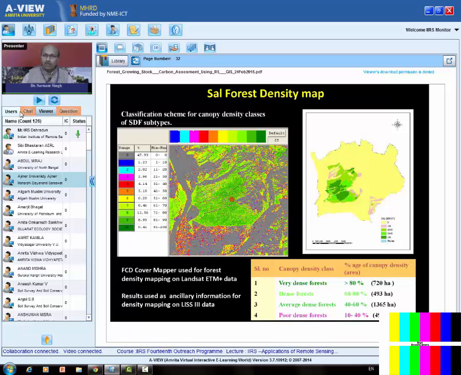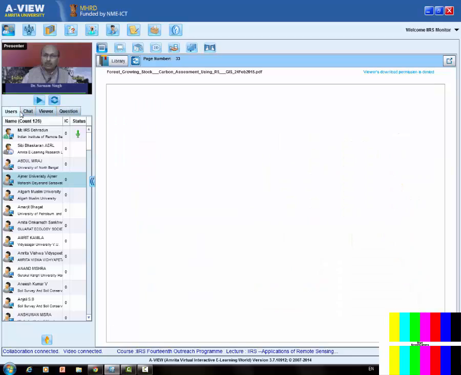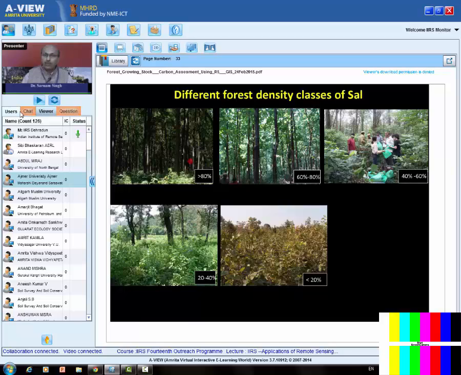Once you have this kind of information, you can integrate the density information with the type map, and then you can get a further homogeneous map. You can now look at the different densities. This is more than 80%, very dense forest. This is 60 to 80%. This is 40 to 60%. This is 20 to 40%, and this is less than 20%. So this is more or less open scrub with few trees here. This is scattered trees here.